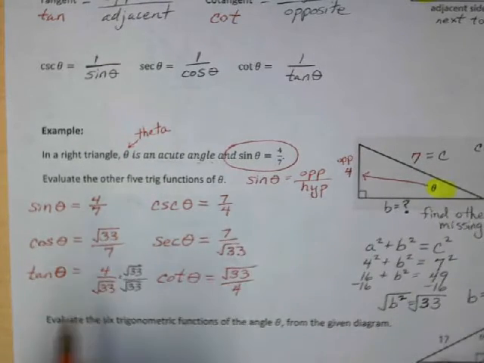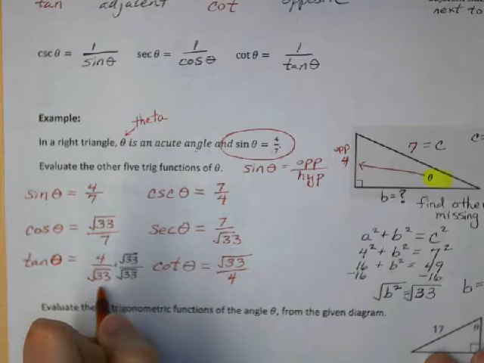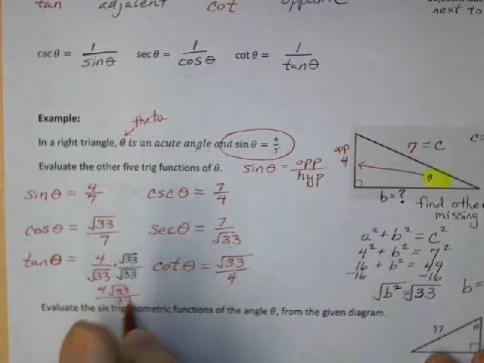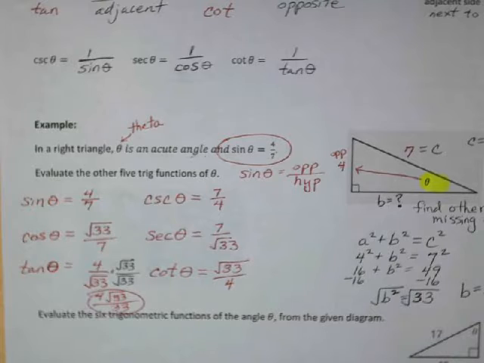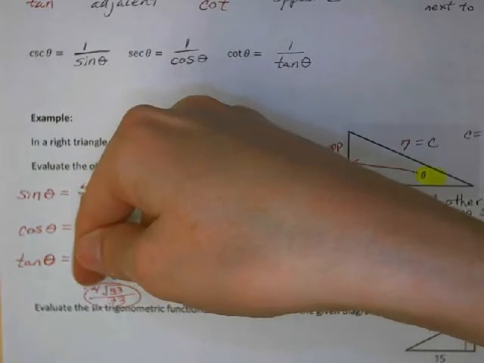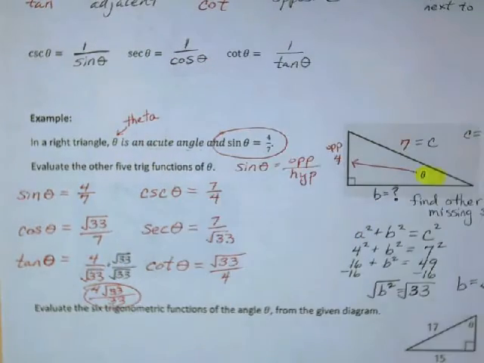So it becomes, it's not really that much harder. It's just going to be 4 square root 33 over 33. It puts the square root in the top, and then the bottom, when you take a square root times the same square root number, it's just the number. Square root of 33 times square root of 33 is 33. Like when you square something, it gets rid of the square root.